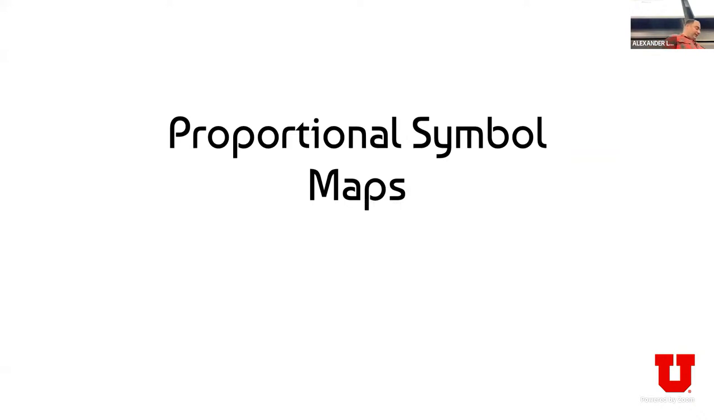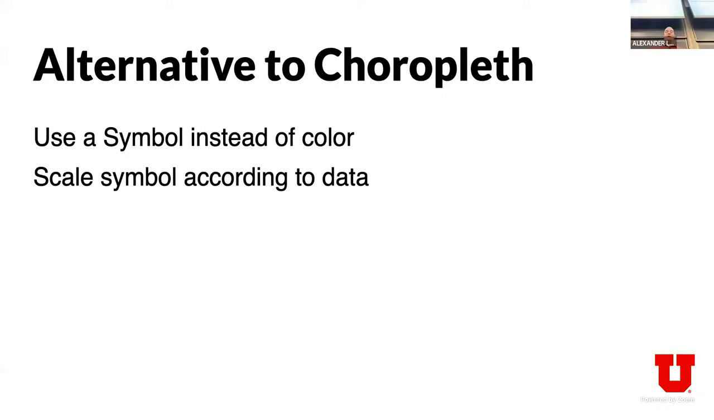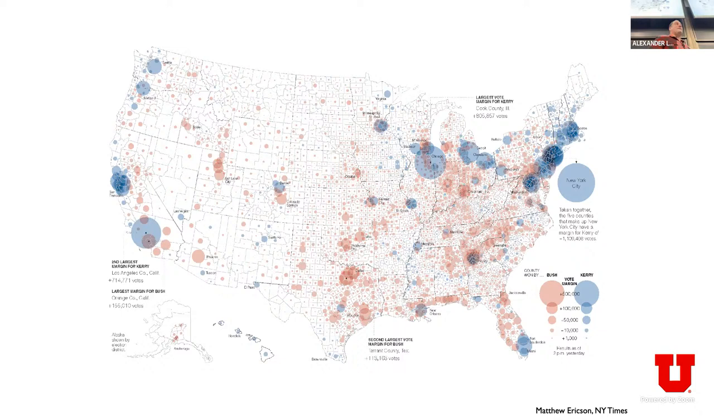Okay, so one thing that you can do instead of a choropleth map is the proportional symbol map. Here you would use a symbol instead of a color, and you scale the symbol according to the data. That's kind of like the circle idea, right? Here we show the Bush-Kerry election and the votes they got in each area, and you get this impression that yes, there are these dense areas that have these large circles.